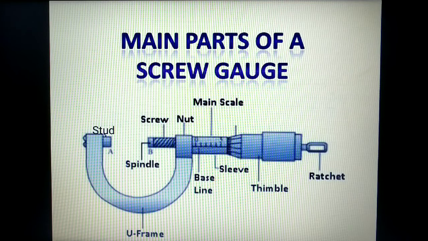Now whenever we have to rotate the thimble, don't rotate it directly. Always rotate with the ratchet, because on rotating with the ratchet, when the screw end and the stud gently hold the object, even on turning the ratchet, the thimble will no longer rotate and move forward and the screw gauge will not be damaged. But if you rotate directly by catching the thimble, then even after catching the object, it can press harder and that can damage the screw gauge. So always rotate with the help of the ratchet.